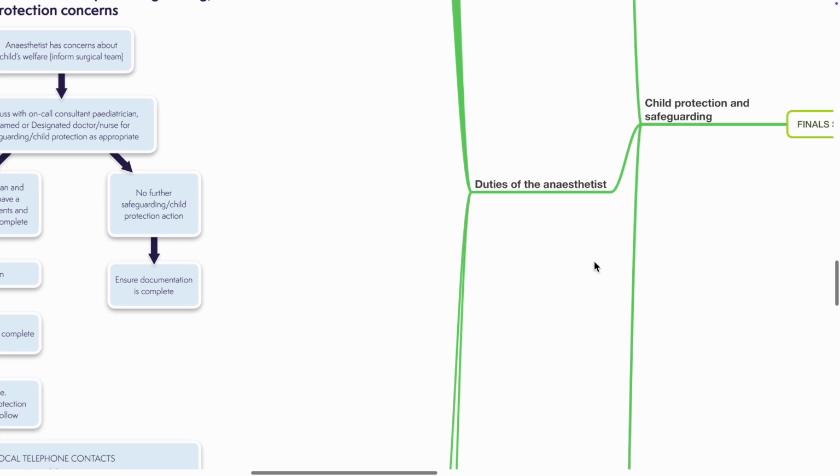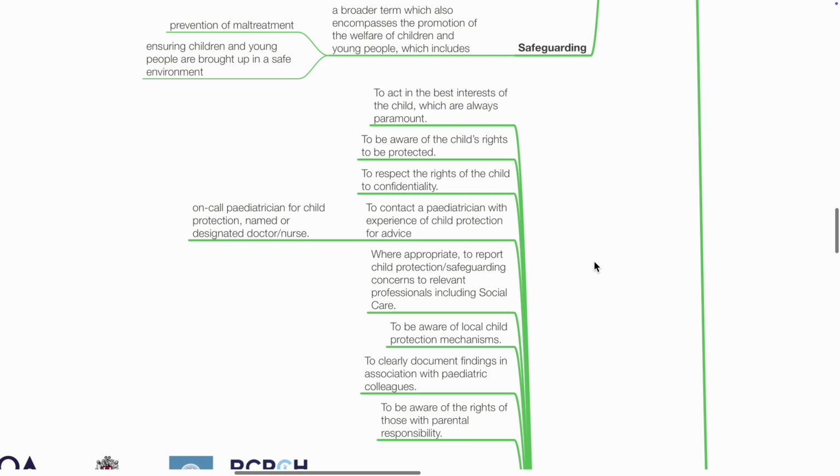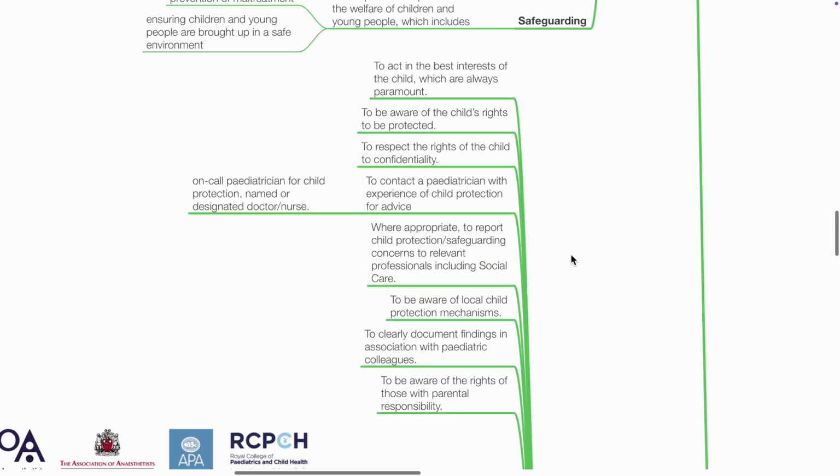Duties of the anaesthetist. This includes to act in the best interests of the child, be aware of the child's rights to be protected, to respect the rights of the child to confidentiality, to contact a pediatrician with experience of child protection for advice, where appropriate, to report child protection or safeguarding concerns to relevant professionals, including social care, to be aware of local child protection mechanisms, to clearly document findings in association with pediatric colleagues, to be aware of rights of those with parental responsibility.